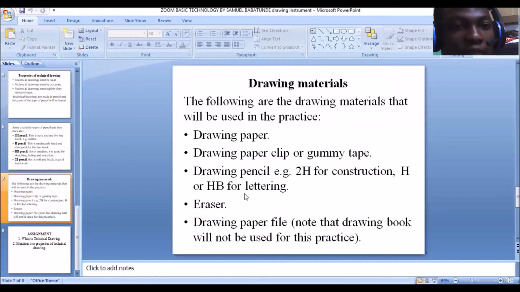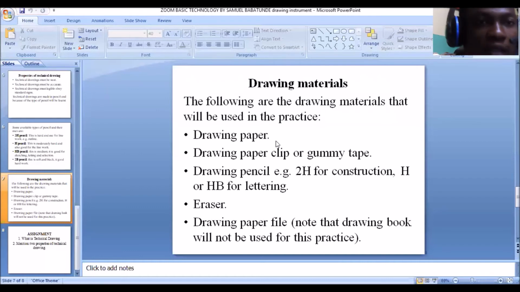Then you have your drawing paper file. This is where all your drawing papers that you use for drawing are kept. The papers you use for practice, this is where you keep them. And all these are the drawing materials. Why? Because they can be used up, unlike the drawing instruments that cannot be used up. So these are the drawing materials.